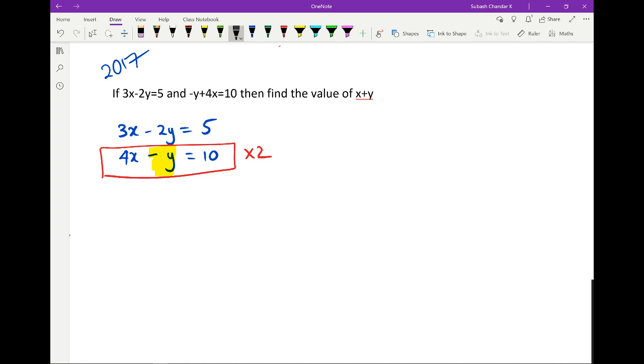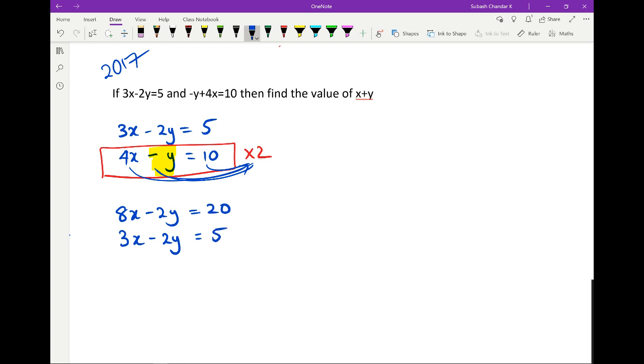Okay, so the reason I want to multiply this by 2 is what I end up getting is 4x times 2 is 8x, minus y times 2 is minus 2y, and then 10 times 2 is 20. And then below it, I'm going to write my first equation, which is 3x minus 2y equals 5.